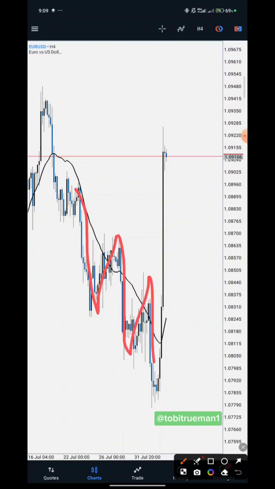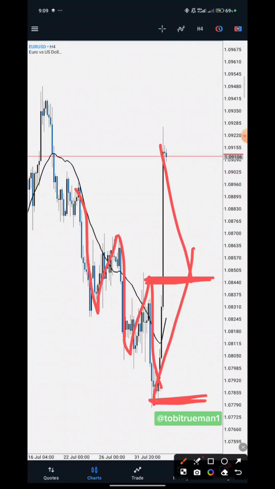It has been selling, but you see what price has done here. Price has now changed direction and continued buying. So if I see a buying opportunity here, I can also join the trend. This is after price has turned this support. This is support. Price has now turned this resistance there to support.